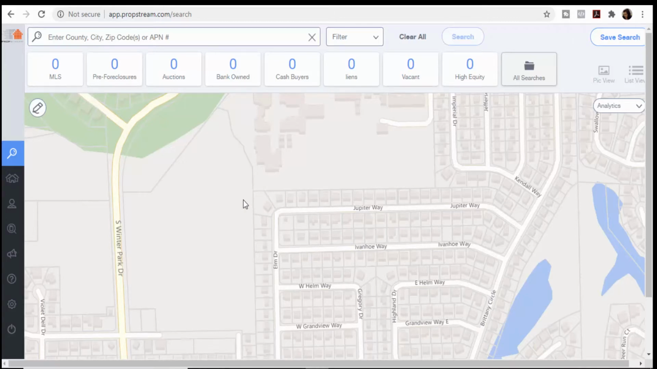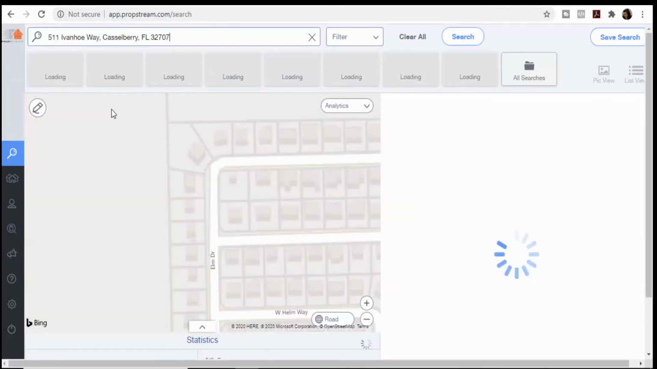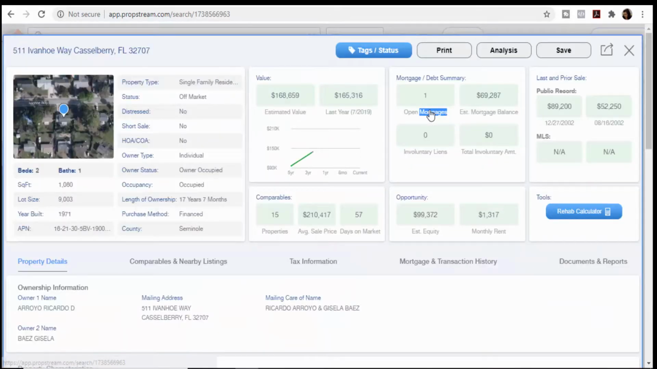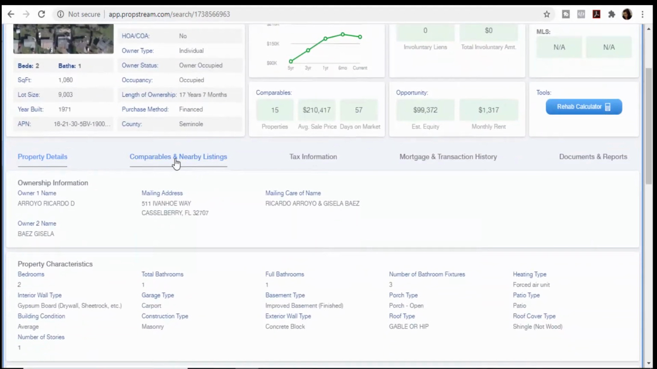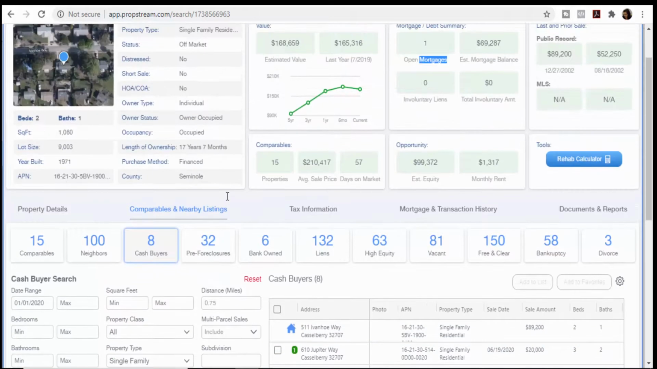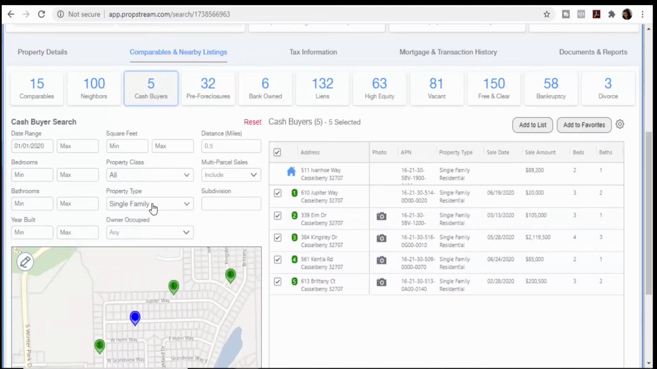Okay, so let's just pick the street right here, Ivanhoe. Let's do 511 Ivanhoe Way. Okay, so we're going to pull up the property and we're going to go to our comps. Okay, we're going to look in, let's do a half mile. I'm going to make sure this is checked to single family, which it is. Okay, so you see we got one comp here at 200.